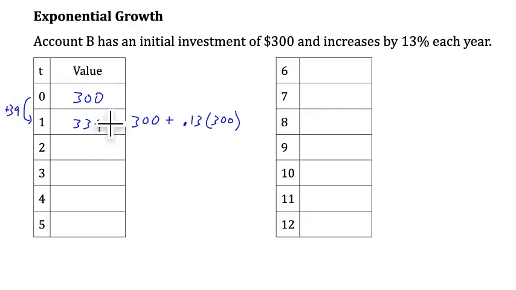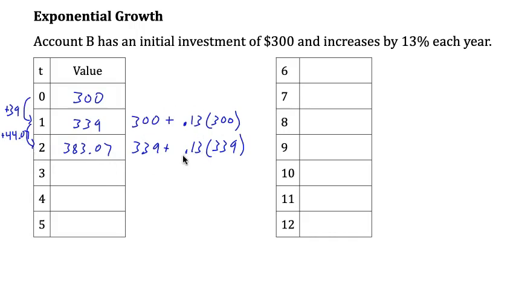Now we have $339. So to figure out how much we have after the second year, we would do 339 plus 13% of that. And notice we're doing 13% of a larger number this time. And when we work that out, we get $383.07. And this time it increased by $44.07. So it increased by more.